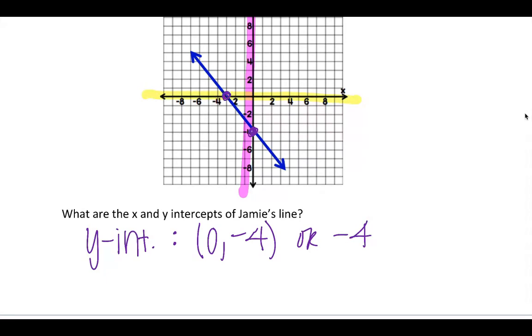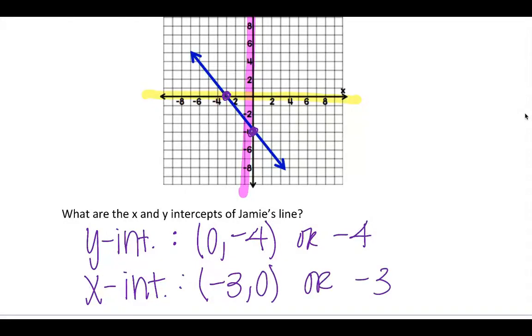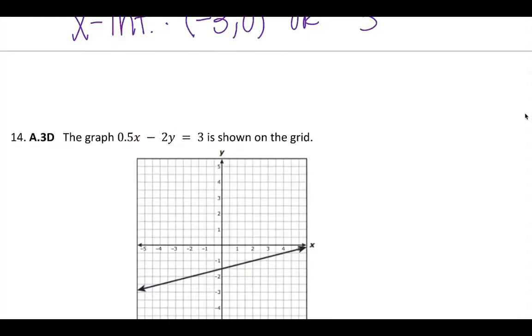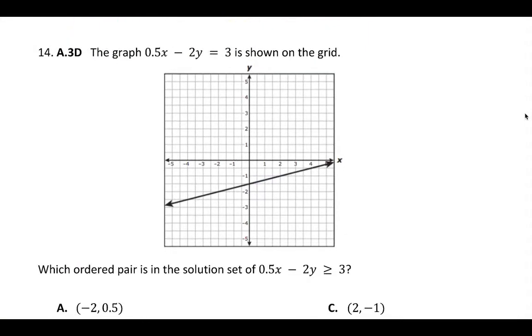Is at -3. So this time I am going over -3 and I'm not going up any. Or you could just grid in -3. So those are pretty straightforward. They love these. So they give you an equation. Equation has an equal sign, and they even graph it for you. That's how nice they are.